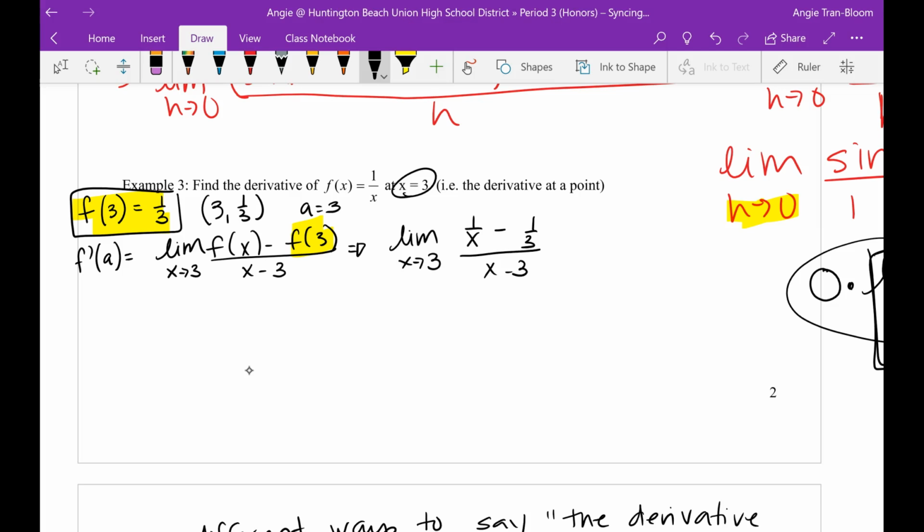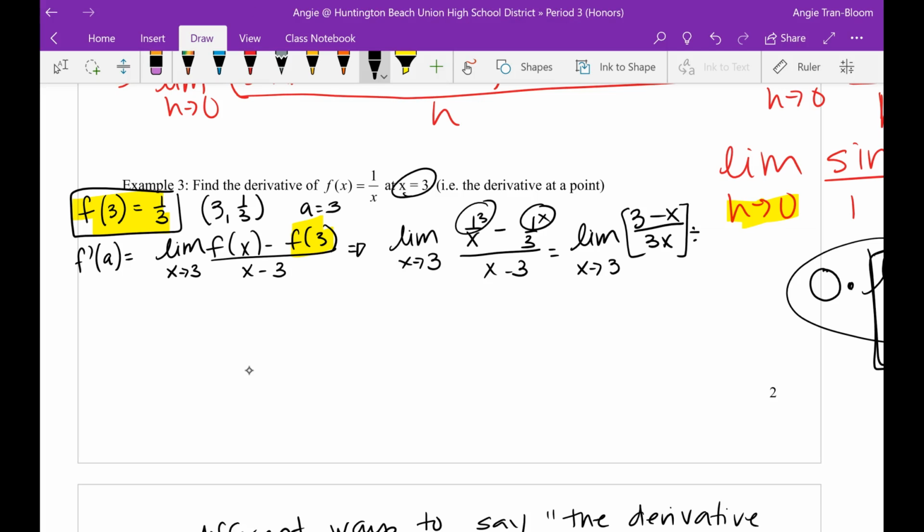I'm now going to find the common denominator for the top. That's going to be 3x. That means I'm going to multiply this side by 3 and this side by x. So that's going to be 3 minus x, divided by 3x. So this is one of them. Now I'm going to do the division this way, and I think some of you will be able to see why I'm writing it that way.